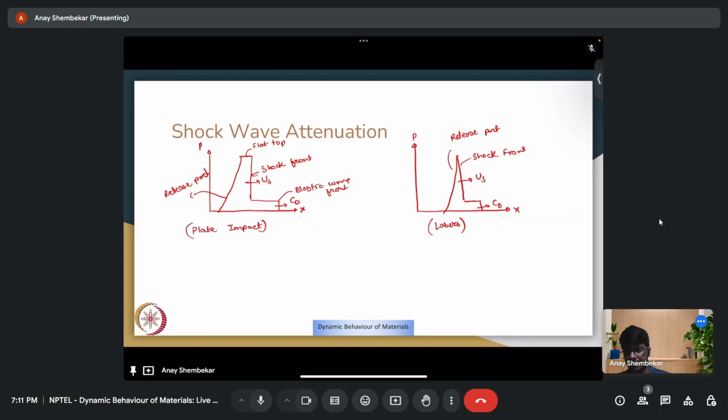So what we see is that with increase in pressure, your shockwave velocity will also increase. You could have a scenario where, at very high pressure, Us exceeds C naught. But for most of the cases that we'll be looking at here, Us will be less than C naught, which means your elastic wavefront will propagate ahead of your shock front.